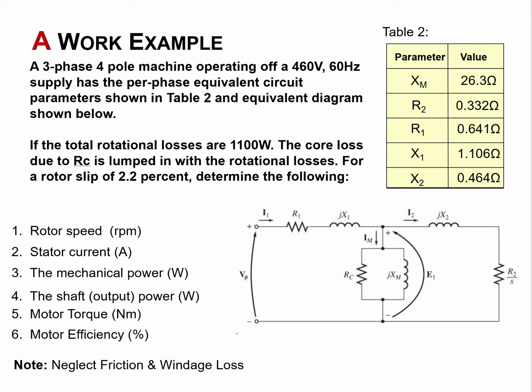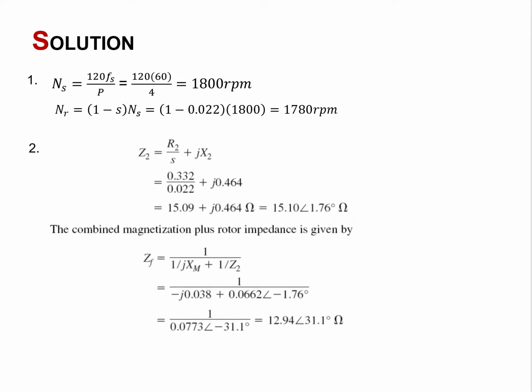Hello again. So let us solve this question together. Let's start by finding the rotor speed. So the rotor speed in RPM, in order to calculate it, we will need to first find the synchronous speed. And the synchronous speed can be found by knowing the number of poles and knowing the frequency of the source. So putting these values in the formula, we will get the synchronous speed as 1800 RPM.